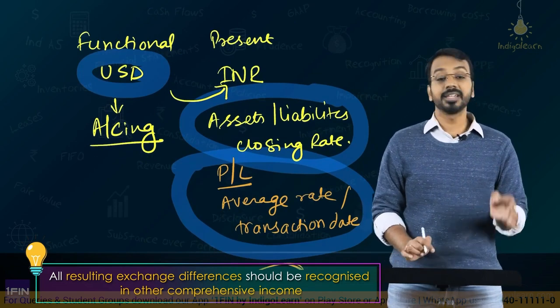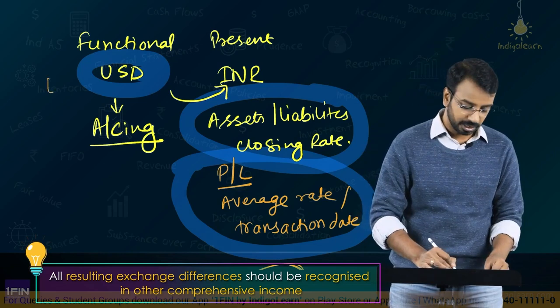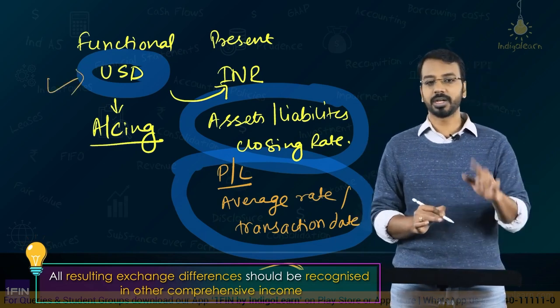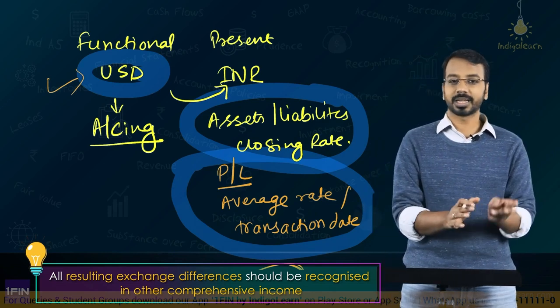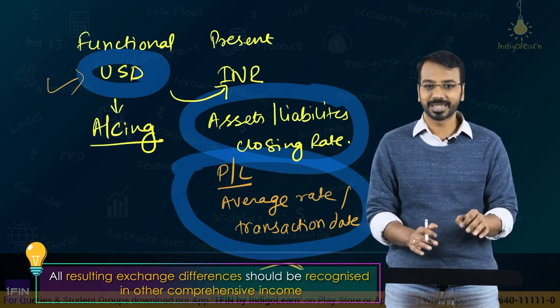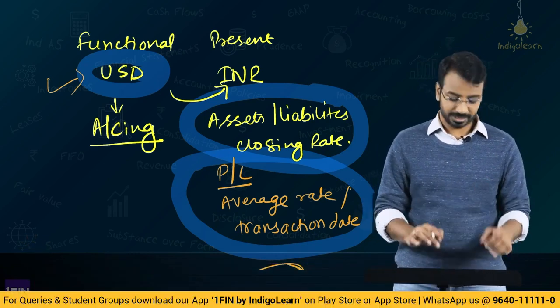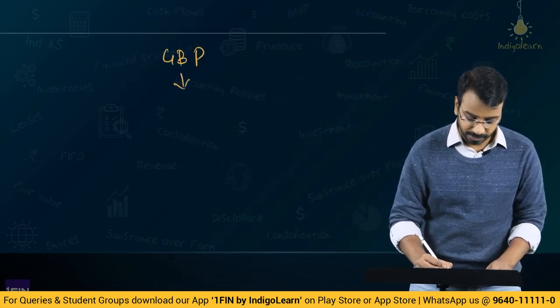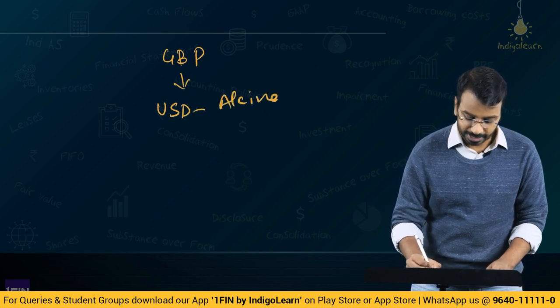Now what if there is a foreign currency transaction? Even if there is a foreign currency transaction, your recording will happen in USD only. You will convert those transactions into USD considering the date of transaction and account for it in USD. Say for example there is a foreign currency transaction in GBP, you will record it in USD. So this is where the accounting will happen.